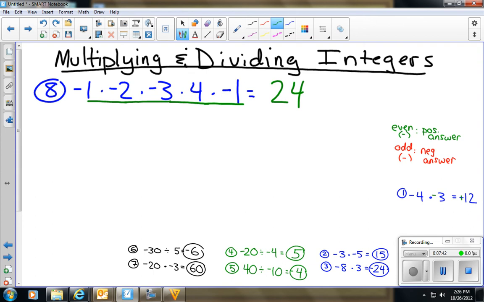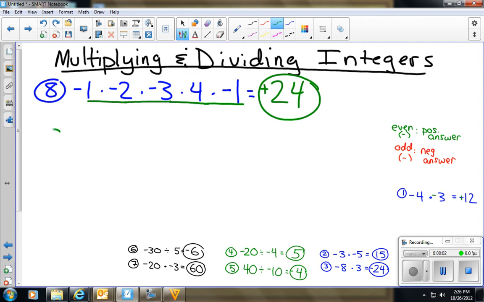And then I'm just going to count up my negative signs. So I have 1, 2, 3, 4 negative signs. 4 is even, so therefore the answer has got to be positive. So since there are 4, it's even, it's a positive answer, it's positive 24.